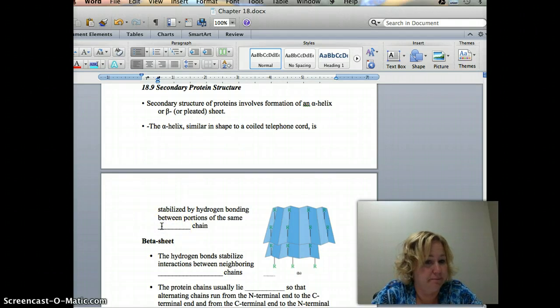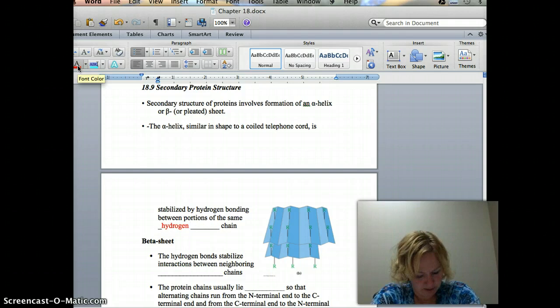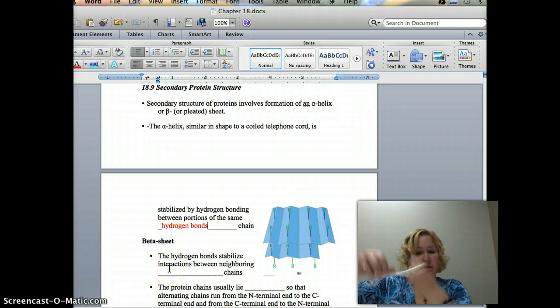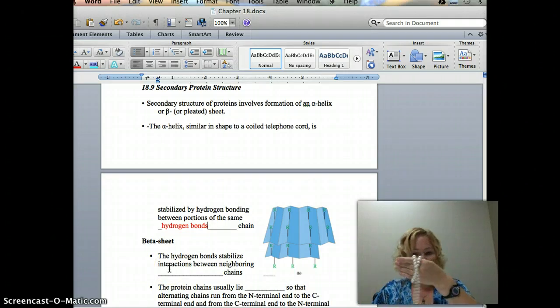How is this happening? How is this thing bonding? Guess. Just guess. Come on, you can guess. I'll give you a hint. Hydrogen bonds. Yep, I told you. If you needed to guess, hydrogen bonds. So that's basically what's making this helix. So this helix molecule is brought to you by hydrogen bonds. The hydrogen bonds stabilize interactions.